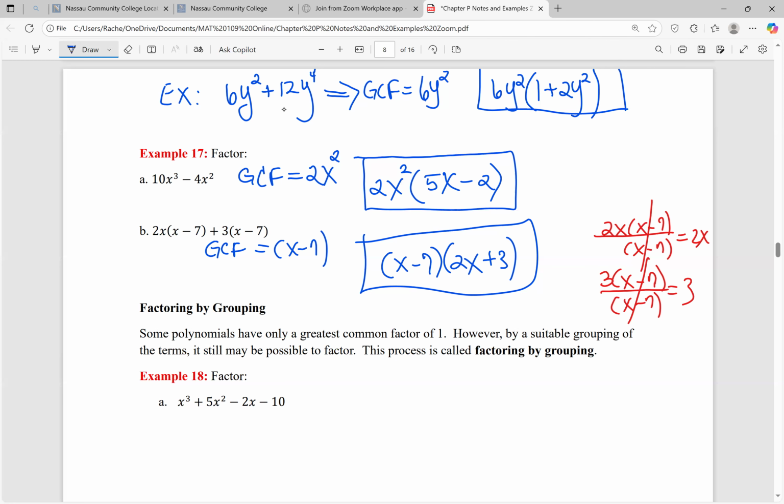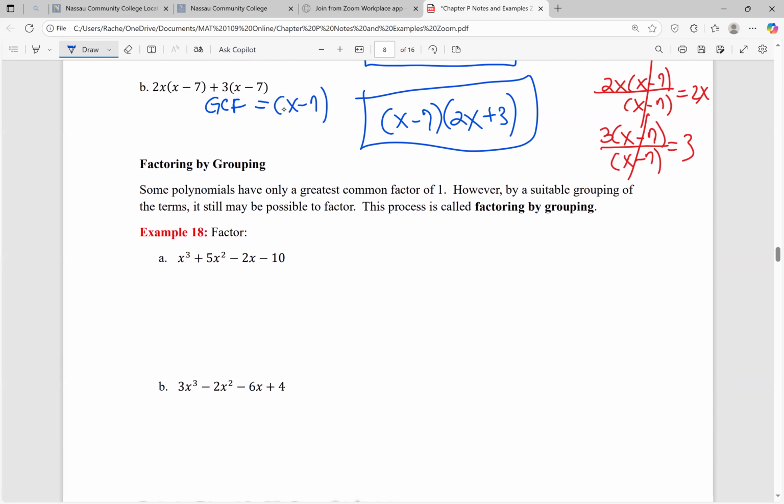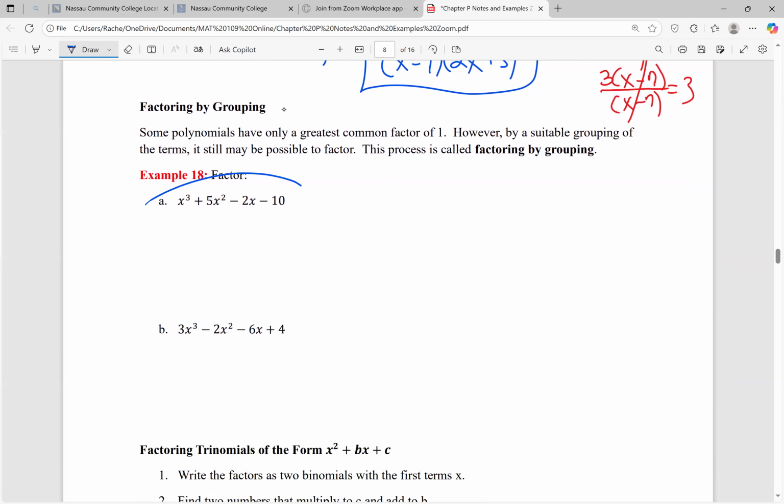Another method that we see when we factor is factoring by grouping. So sometimes polynomials only have a greatest common factor of 1. But if we can group terms, it still may be possible to factor. And we're going to factor by grouping when we have a polynomial that has 4 terms. So look at example 18. So I have this polynomial here that has 4 terms.